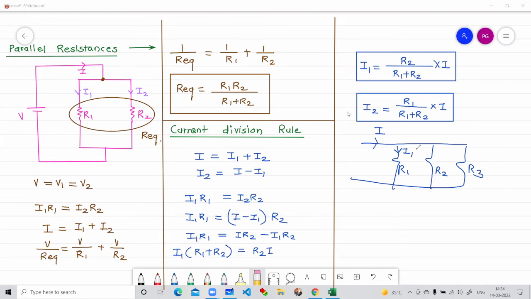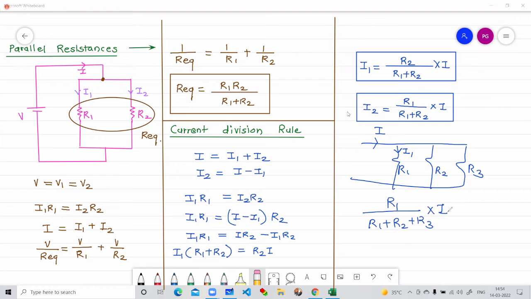No. It should match with whatever I say. R1 plus R2 plus R3 into I. I'll repeat, slowly. R1 upon R1 plus R2 plus R3 into I.